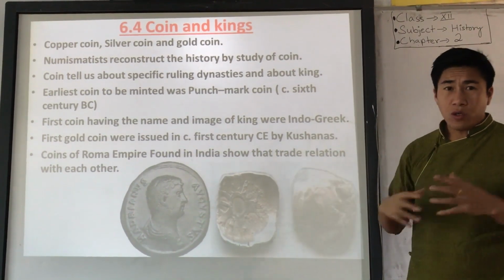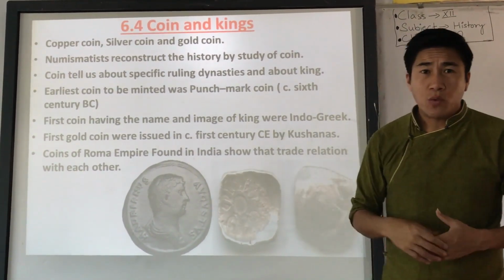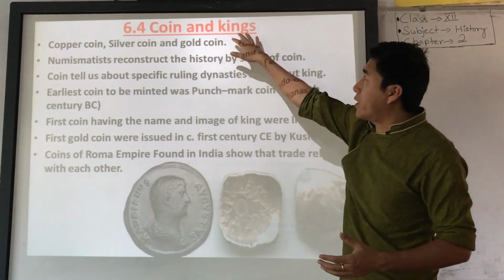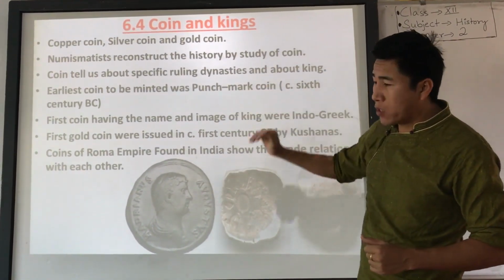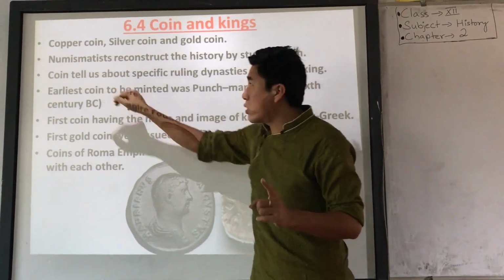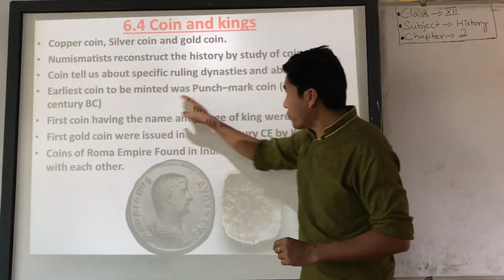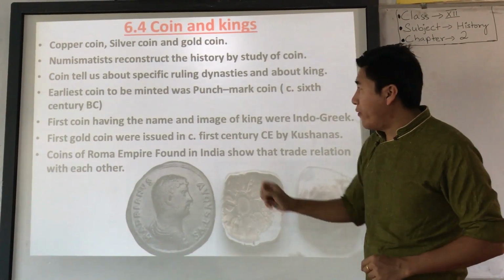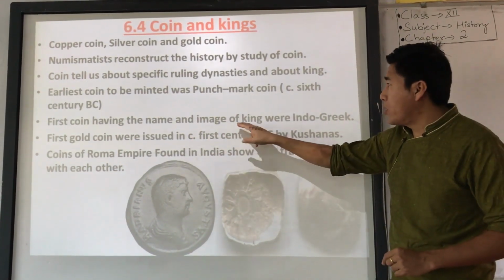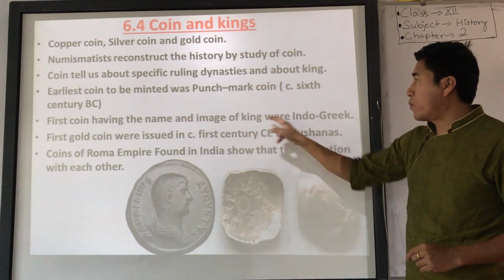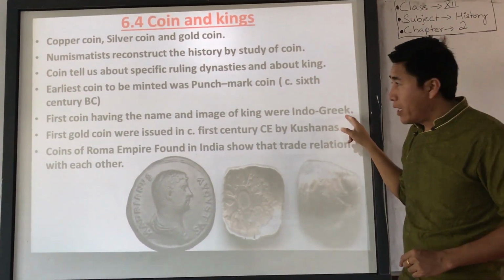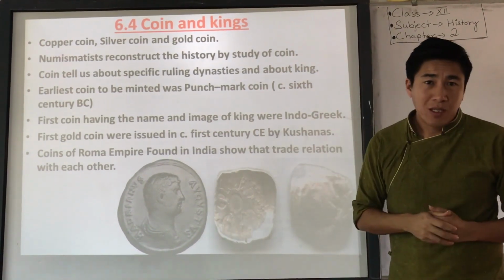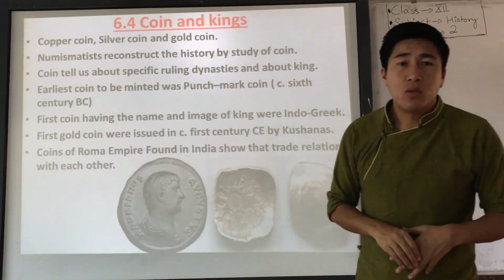Understood? So on the whole, that is all we are going to discuss. In this topic of coins and kings, the 1 mark questions are: numismatics; the punch mark coin, the first coin to be minted; the first coin containing the name and image of the king, introduced by the Indo-Greek kings; and the first gold coins, issued by the Kushanas. These are the 1 mark questions that you need to learn.